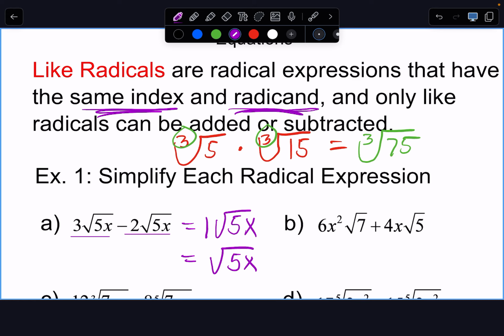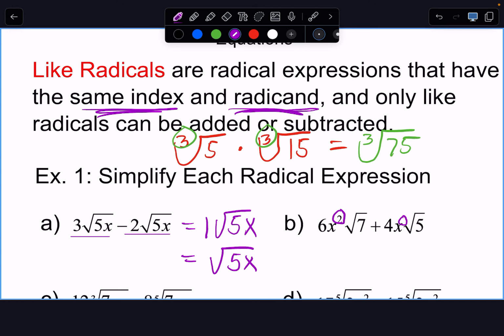For letter B, my brothers, can we add these? No. Why, my brother? You shook your head, no, why? An exponent on the x squared. Okay, that's a great first one. Give me some love. First of all, he realized this is an x squared. This is just an x. Right off the bat, guys, they're not like terms.